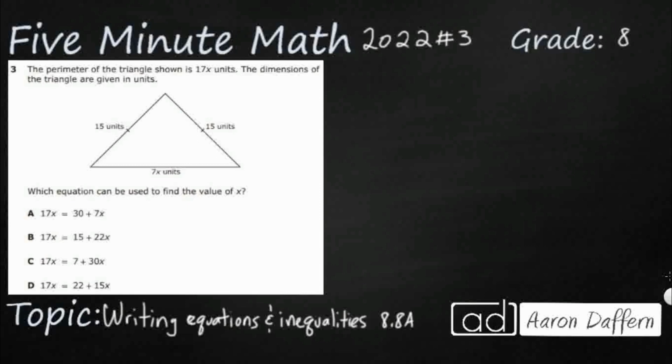So we've got a triangle here. They give us the perimeter, 17x units. And then we've got our dimensions. And we simply need to find the equation that can be used to find the value of x. We don't have to actually find the value of x. We just need to write the equation that makes that happen.